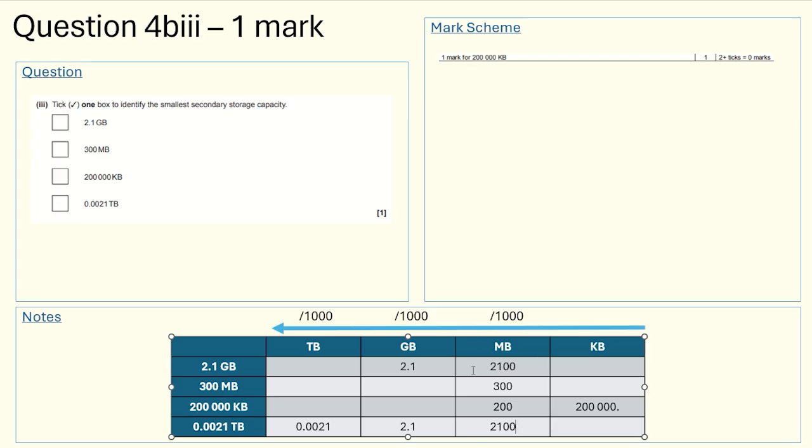Once we've got them all into the same units, then we can compare them and we can see that 200,000 kilobytes here is the smallest. That's the correct answer for 1 mark.